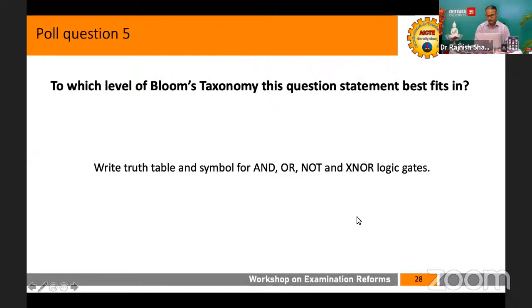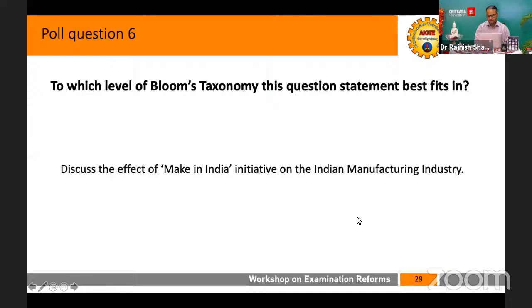Let's go to the next poll, please. So there is a question statement. In fact, this question statement was there earlier also when I was giving the examples of different levels of Bloom's taxonomy. Discuss the effect of Make in India initiative on the Indian manufacturing industry. So to which level of Bloom's taxonomy does this question fit? And we are getting the answers very fast, very good.